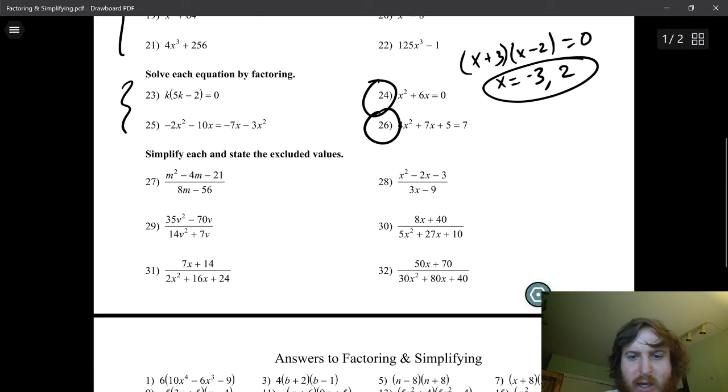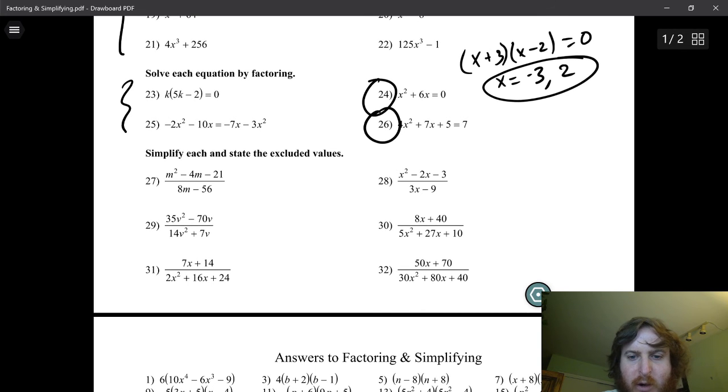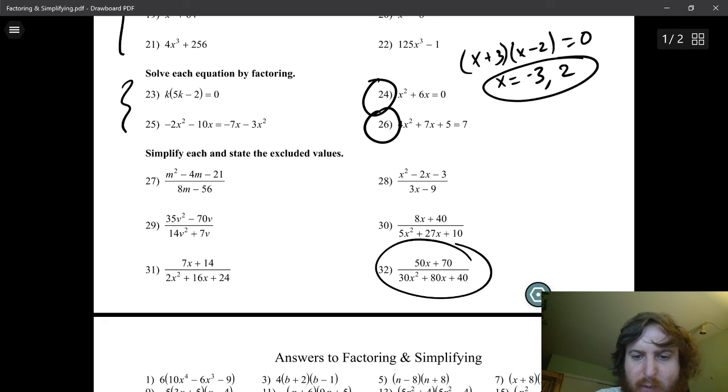Since we're not doing the evens, I'll do one of the evens as our example. I'll do number 32 because it's a little bit trickier. So we have 50x plus 70. What could we factor out of the top? We can factor out, really in this case, I think just a 10. If we factor out a 10, we'd be left with 5x plus 7.